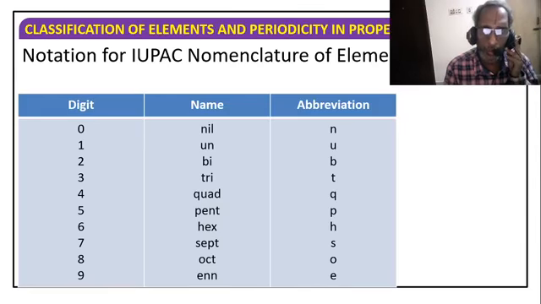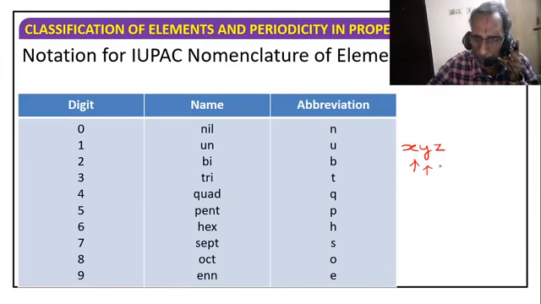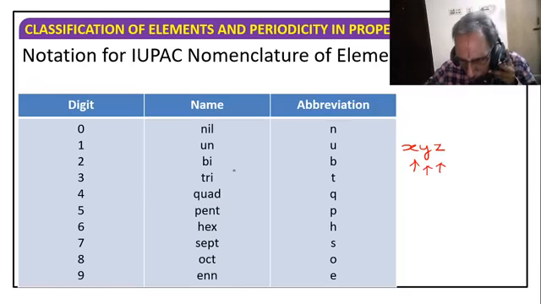Last class we left off with the IUPAC nomenclature of elements. It is in your syllabus, and they will ask questions even for the board exam and for competitive exams. What is the IUPAC name of the element with atomic number X, Y, Z? They will give it in this form. X is a digit, Y is a digit, Z is a digit, and each has to be used for a different thing.